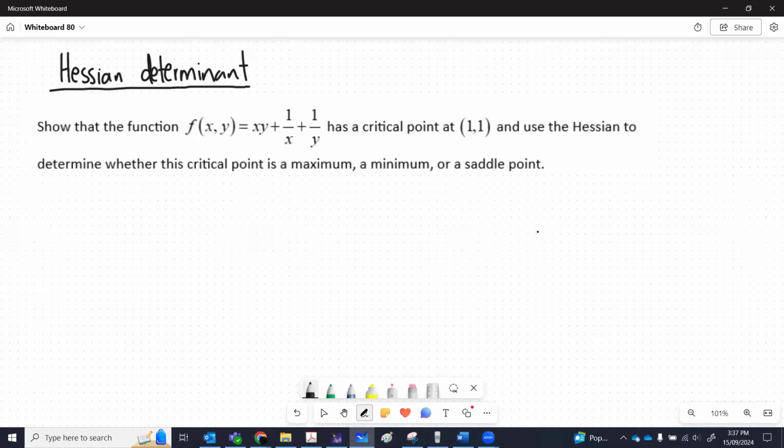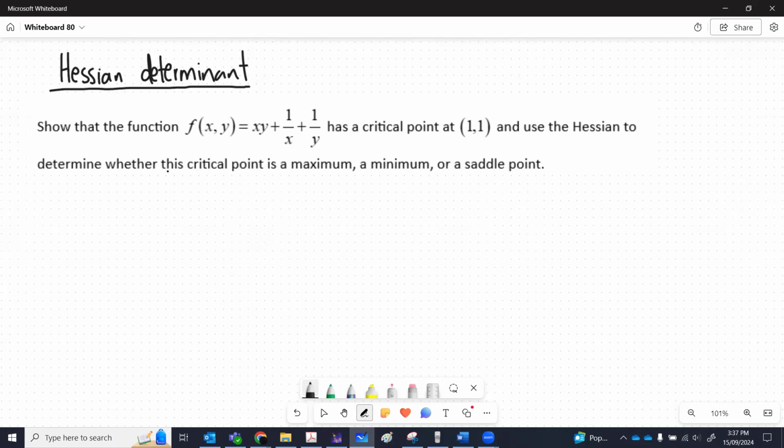Right, so in today's class, I basically wanted us to finish up on the Hessian determinant. This is something that we started before, so this will be more like revision. If you remember, when you're given a function and you want to work out whether the critical point is a maximum, a minimum, or a saddle point, we use what we call the Hessian determinant.